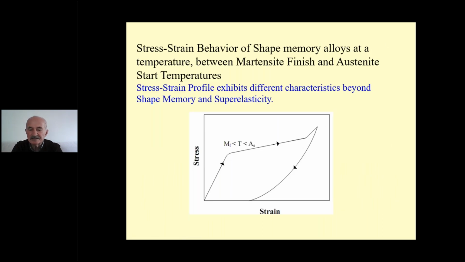This is another stress-strain characteristic between Mf and As temperatures. As you can see, this stress-strain profile exhibits different characteristics beyond shape memory effect and superelasticity.